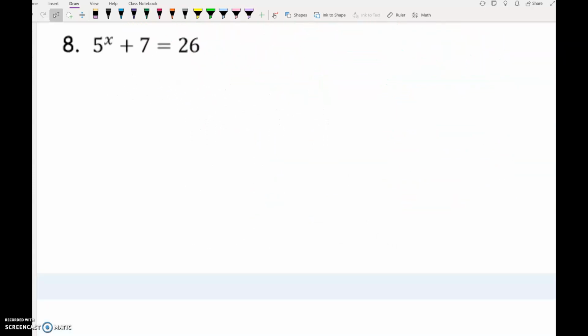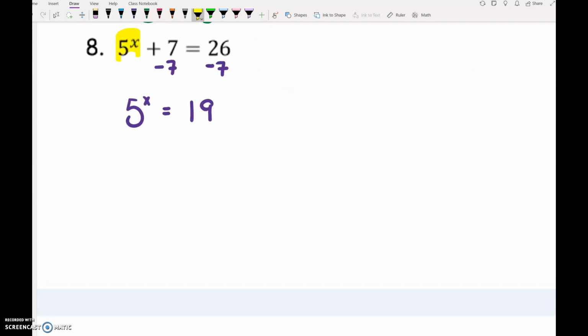Pause the video. Try number 8 on your own. Your first step is to get 5 to the x by itself, so we need to subtract 7 on both sides. Then we're stuck. X is in the exponent. We need to change forms. So, log base 5 of 19 equals x.